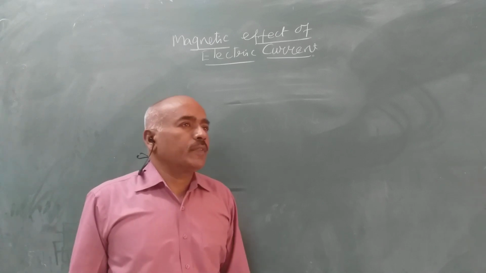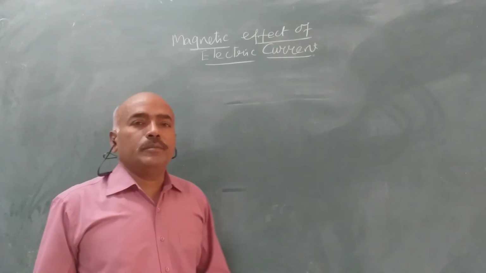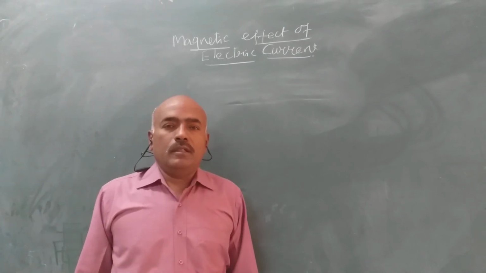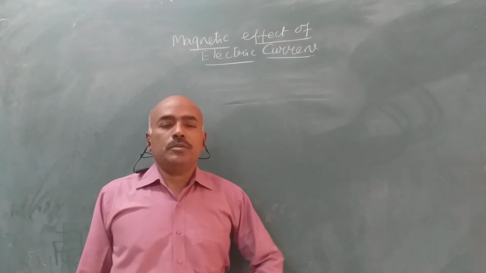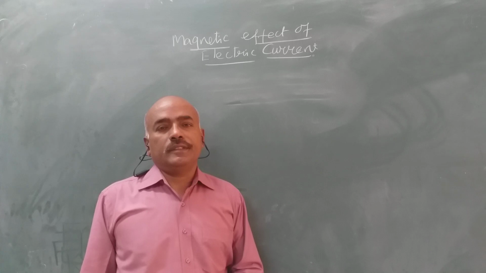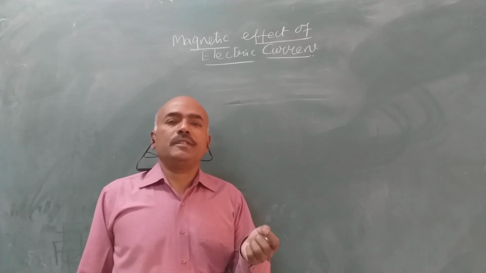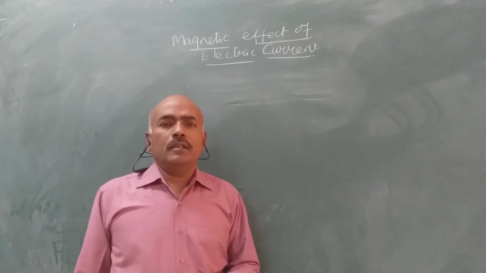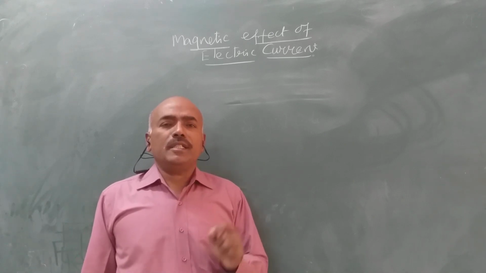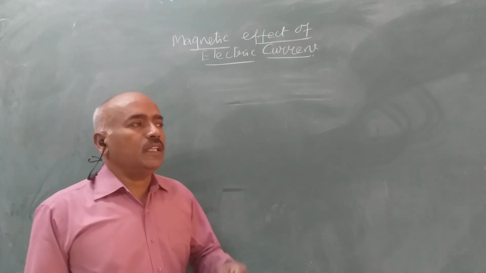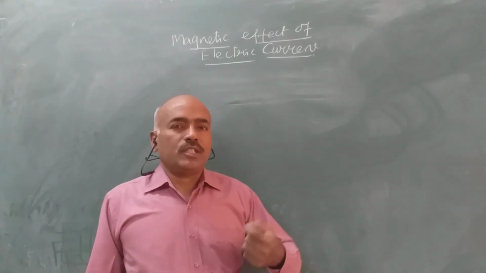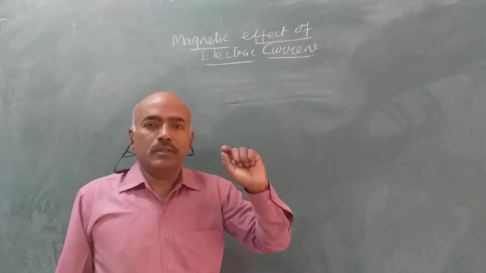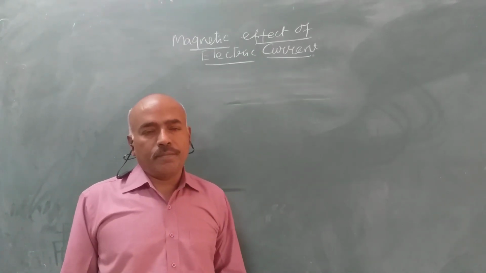Children, this is the chapter magnetic effect of electric currents. Whenever electric current is passed through a wire, the wire may be straight, circular or any kind of shape. Through that wire, if electric current is passed, definitely effects take place. Among those effects, one of the effects is also the magnetic effect.